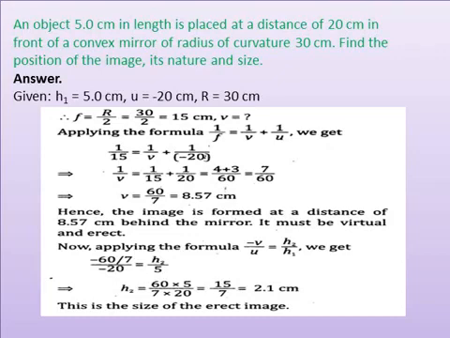Now, after the calculation, you have arrived at a result. Height of the image is 2.1 centimeter. So the 5 centimeter object has been converted into an image of height 2.1 centimeter, which means diminished. Since it is formed on the other side, the image is virtual, erect and diminished. Okay children.